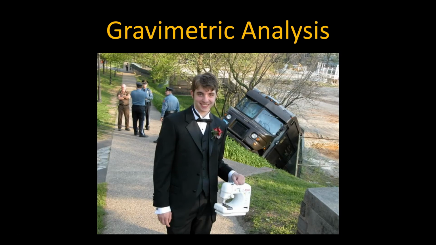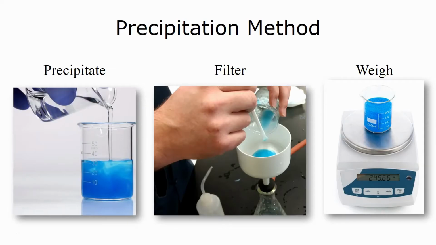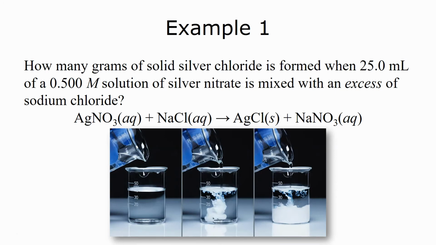In this video, we will go over a couple of gravimetric analysis calculations. Gravimetric analysis is just a fancy way for determining quantities based on solid precipitates. For example, how many grams of solid silver chloride is formed when 25 milliliters of 0.5 molar solution of silver nitrate is mixed with an excess of sodium chloride?